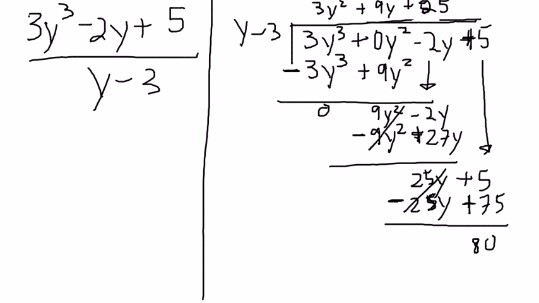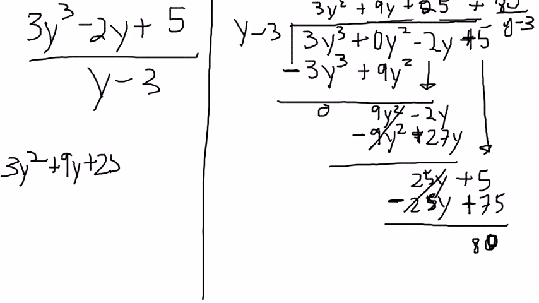Is there anything left to bring down? No, there isn't. So, 80 is a remainder. Now, the remainder is written like this. I know it's very clogged up in here. I'm going to write it again here. Okay. So, the actual answer, your final answer, is going to be 3y squared plus 9y plus 25 plus 80 over y minus 3.